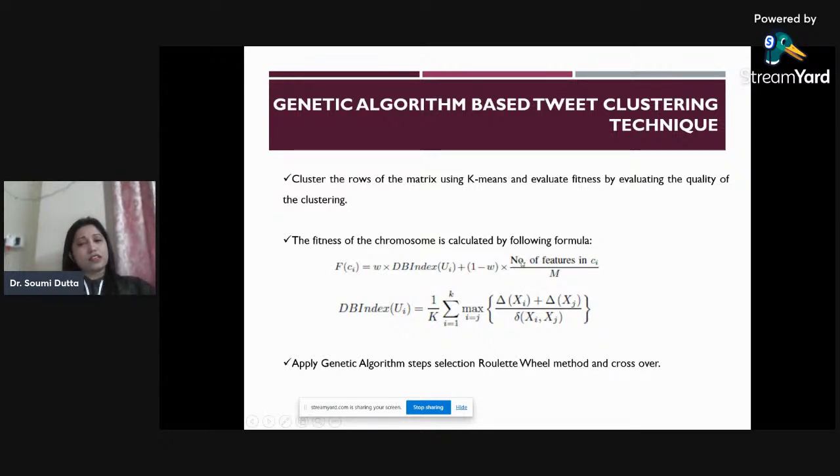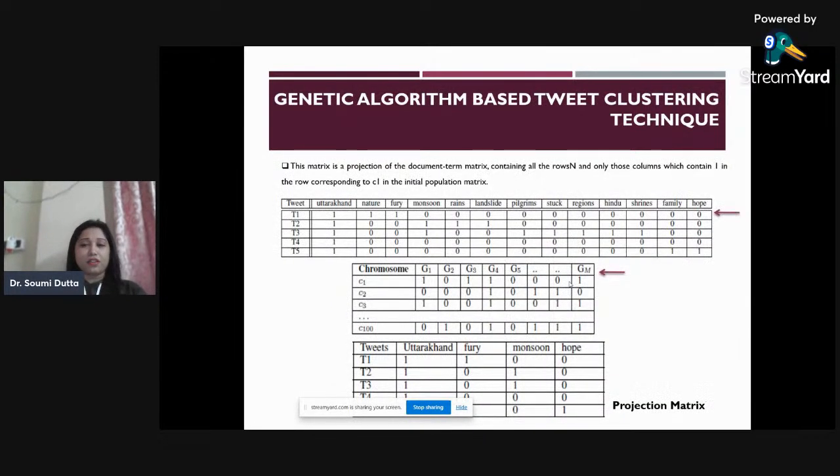So here, once the documents have been considered for the k-means algorithm, the outcome should be measured with respect to some clustering indexes. I have taken the DB index. There is a formula for the fitness which I have defined here, considering some weights. This is the outcome for any one chromosome, and I got its fitness. Using the same approach, I found the fitness for all 100 chromosomes.